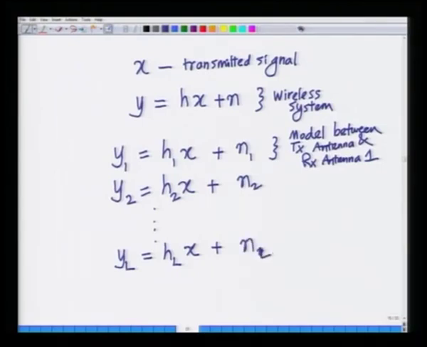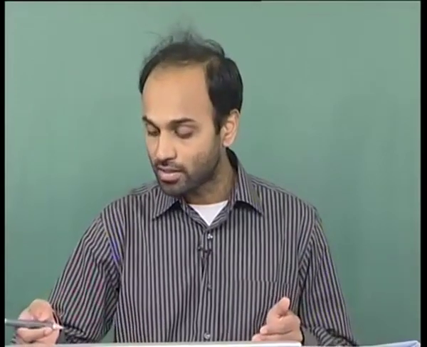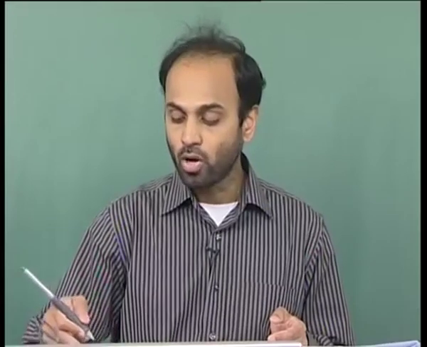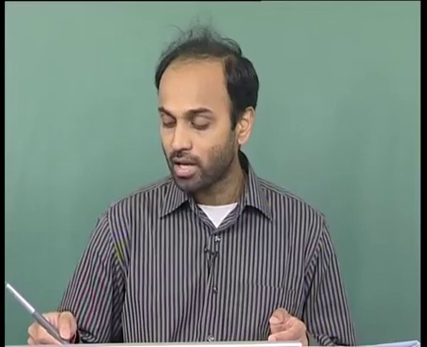Now, look at this: the signals received are y1 to yL, but the signal transmitted is x. Remember, we said we are receiving multiple copies of the signal at the receive antennas, and you can see that now. At y1 I am receiving h1 x, at y2 I am receiving h2 x, so on and so forth, at yL I am receiving hL x, which means the same signal x is being received across multiple receive antennas.